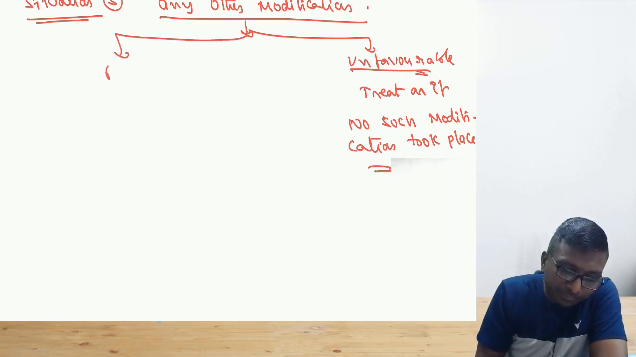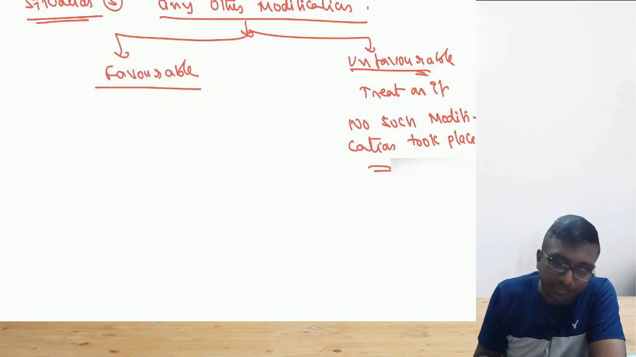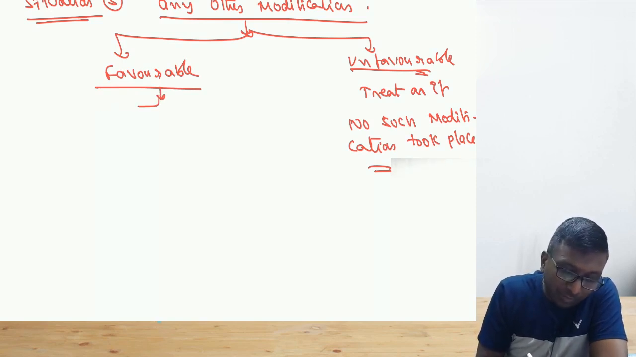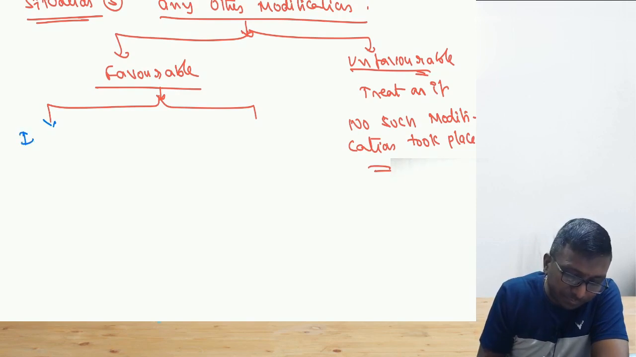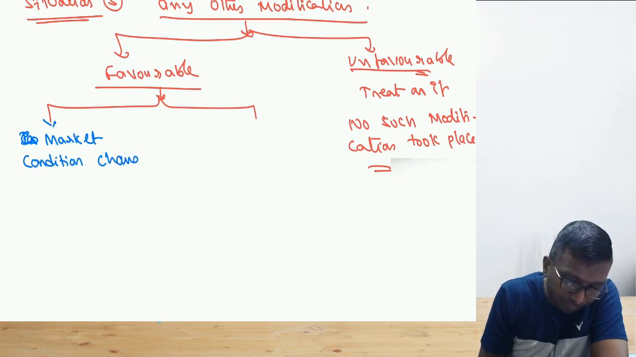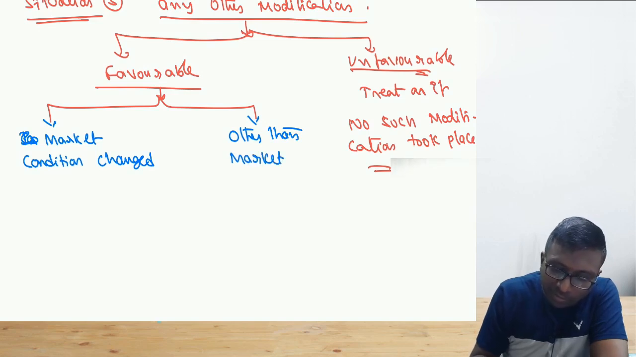Yeah, if it is favorable, now the question: I will divide this into two again. Is it a market condition change, or other than a market condition change? Other than market condition change means, for example, decrease in vesting period, sales target reduced, etc.